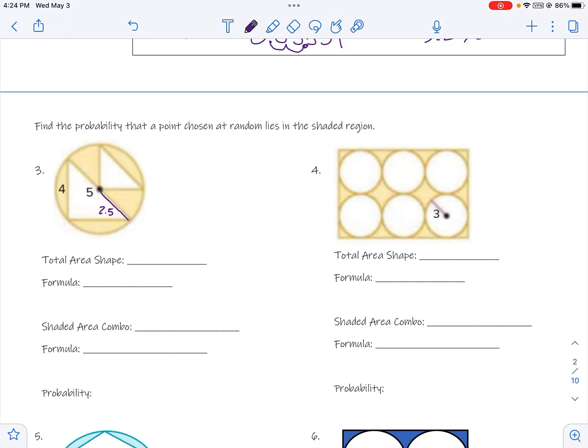So I'm going to use that in my formula here. The total area shape is a circle. This is pi times radius squared, which is 2.5 squared. I'll find that quick. I'll do 3.14 again, times 2.5 squared. Looks like I got 19.625.